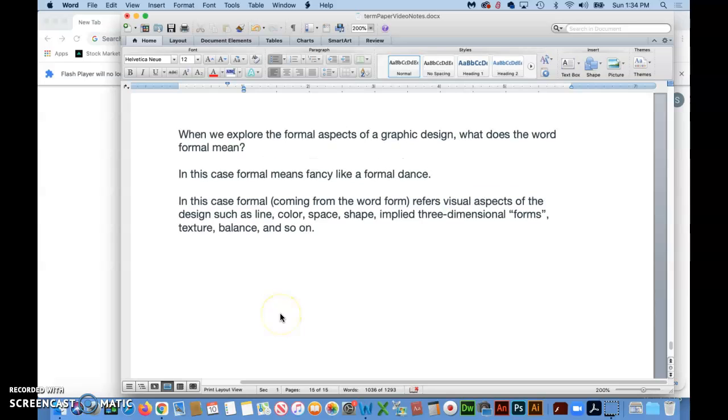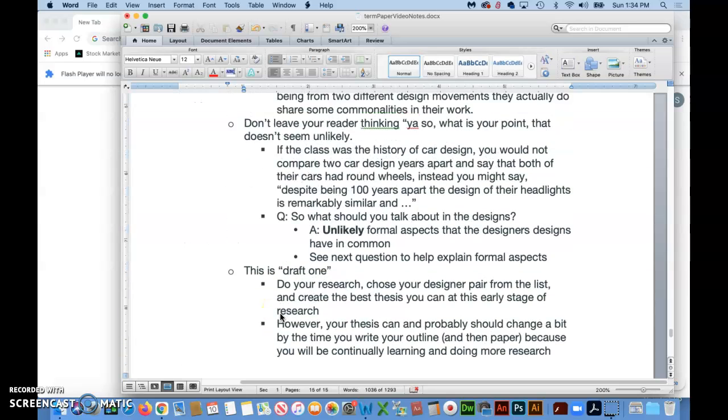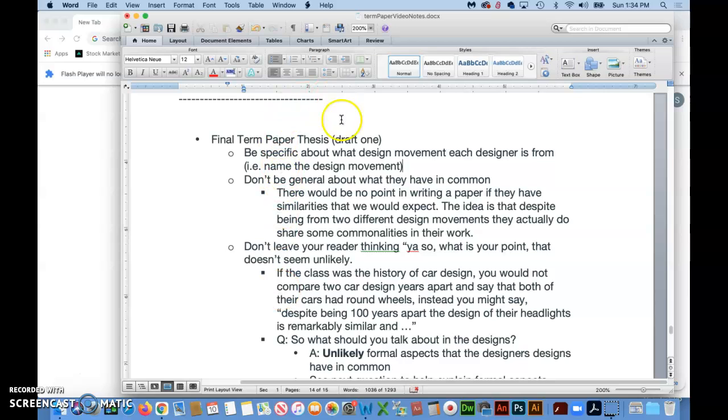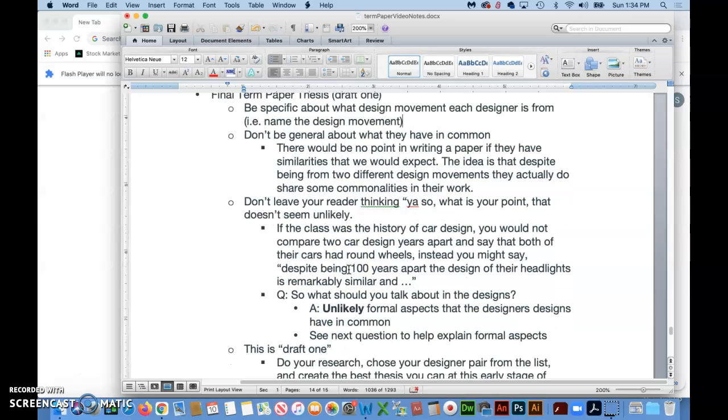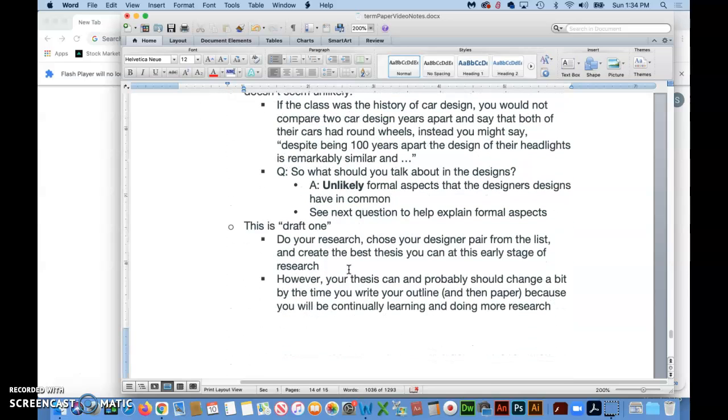Now, do keep in mind that this is draft 1 of your final term paper thesis. So what does that mean? Why did I add that to it? Well, there's still some time to go in the class. All I'm asking you to come up with this week is what your thesis is going to be about. So you're going to have to do some research, take those pairs of designers, figure out which ones you would like to talk about, start doing a little bit of research. Something should come to you.